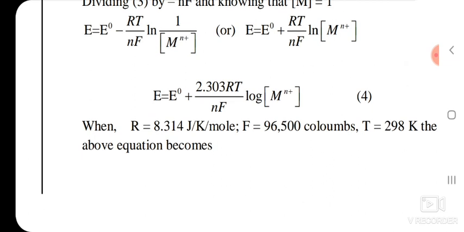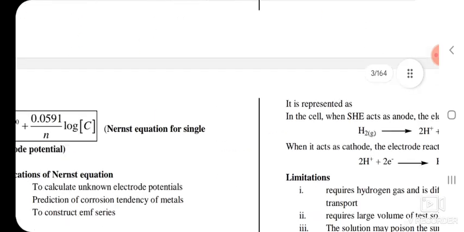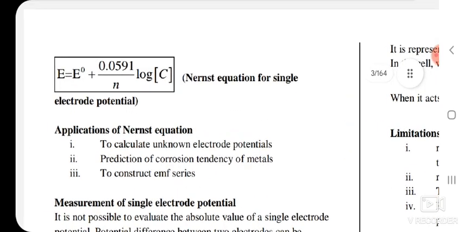When R = 8.314 joule per Kelvin per mole, F = 96,500 coulombs, and T = 298 Kelvin, the above equation becomes E = E naught + (0.0591 / n) log C. This is the Nernst equation for single electrode potential.